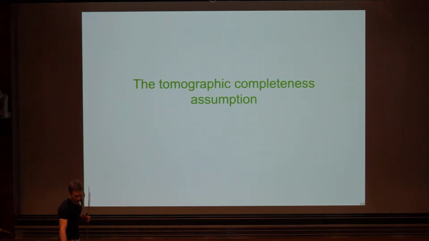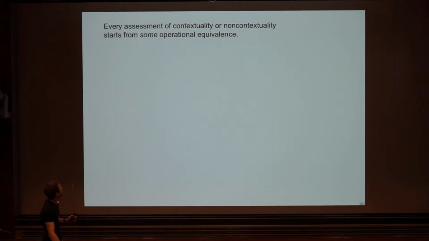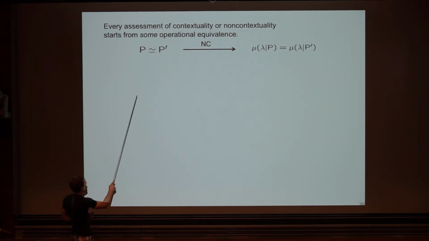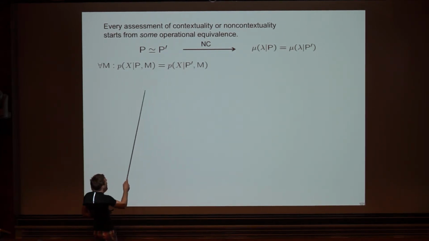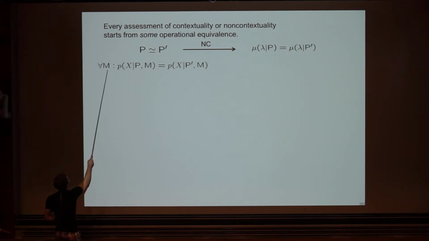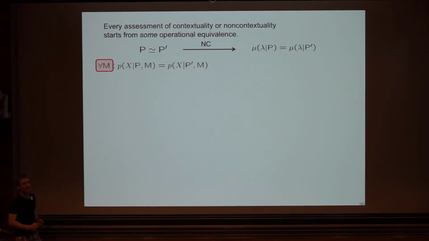Another assumption, which comes up a lot, is the assumption of tomographic completeness. So what do I mean by this? Well, I mean that if you want to test non-classicality in the sense of non-contextuality, then you have to start with an operational equivalence, at least one, maybe many operational equivalences. So for preparations, for example, we said these two preparations are operationally equivalent if they lead to the same statistics for all possible measurements. But hold on a minute, what do I mean by all possible measurements, right?